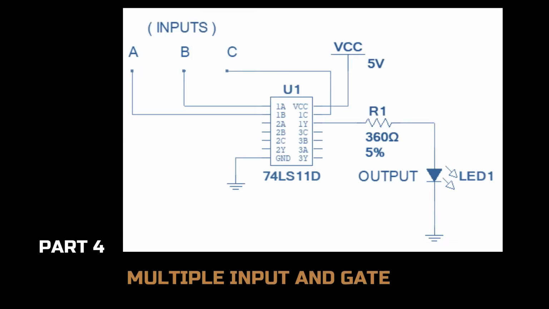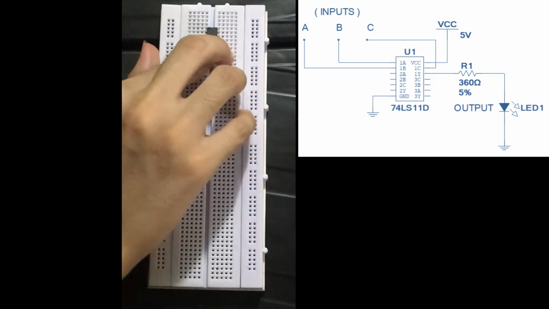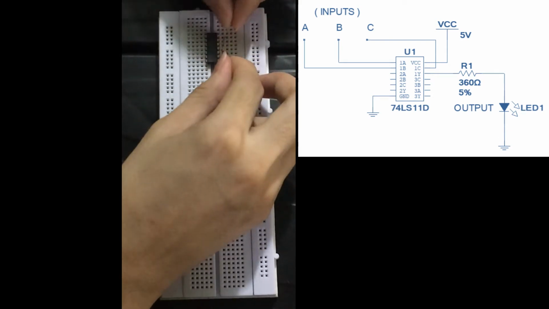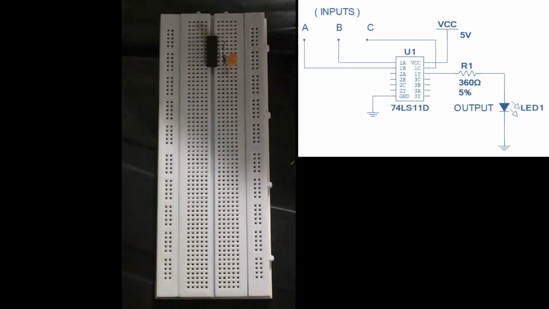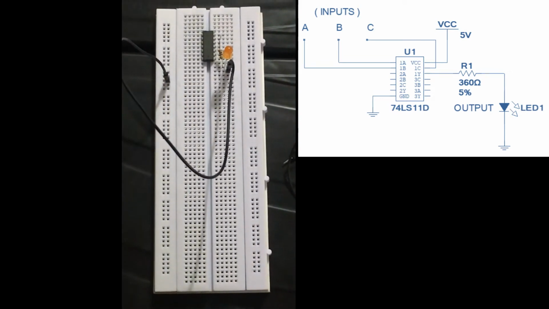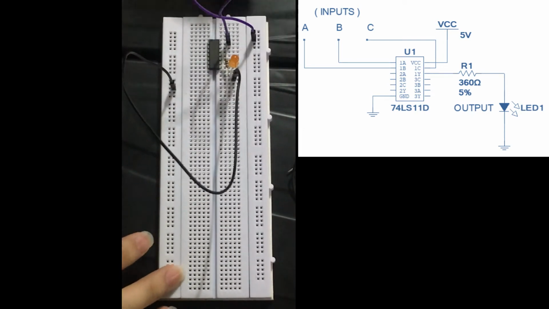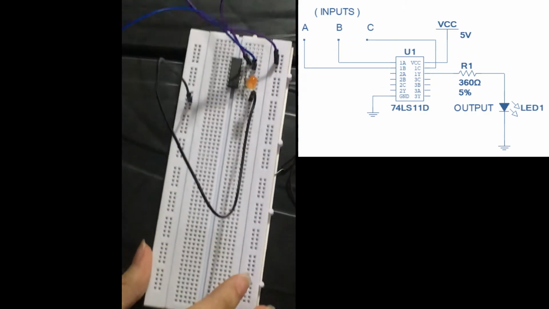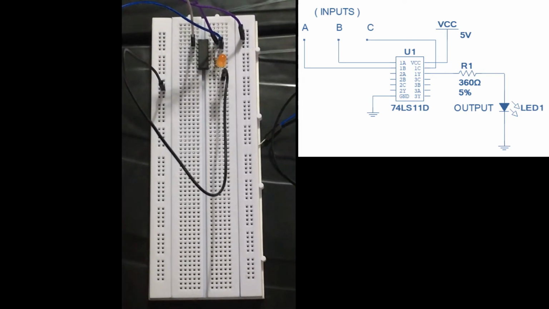For the fourth part of the experiment, multiple input AND gate, we will be using the 7411 triple input AND gate. By following the circuit diagram, we are able to perform the experiment. Take note that the negative part of the circuit will be connected to the ground. Checking the right pins for the connection is needed. The concept of the triple input AND gate is the same as the 7408 AND gate. If the inputs have logic 0 in them, the LED will be off or is in logic 0.